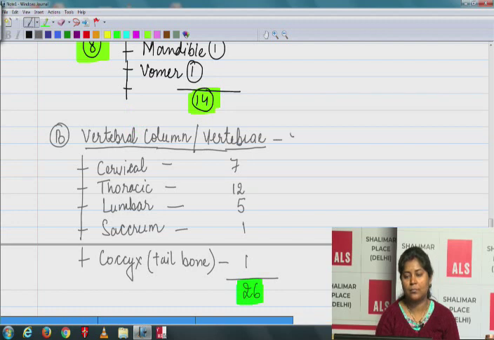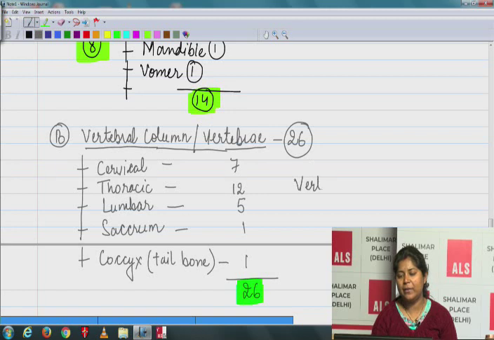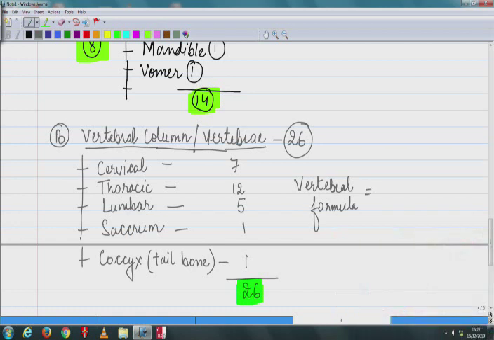Isn't it? Now, depending on this number of bones in each region, we have devised a vertebral formula. Now, what is this vertebral formula? This is the number of bones in each of the sections. So, my cervical has 7 bones, thoracic has 12 bones, lumbar has 5 bones, sacrum has 1 and coccyx has 1. So this is the vertebral formula for the adult human. Adult humans have this vertebral formula.